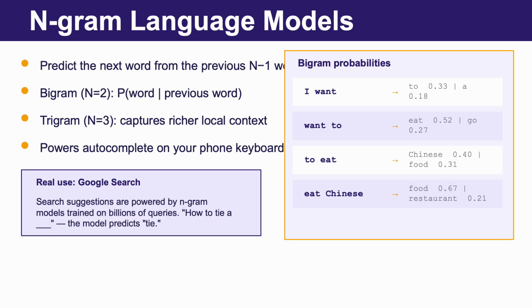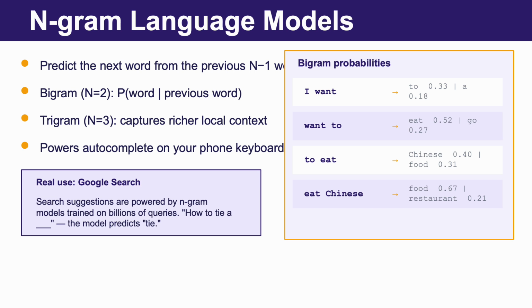An n-gram is a sequence of n words taken from a text. A bigram is two words, a trigram is three words. N-gram language models predict the next word by looking at the previous n minus 1 words. The prediction is based on how often word sequences appeared in the training data. N-gram models are fast, simple, and very interpretable. You can look inside them and see exactly what probabilities they learned.